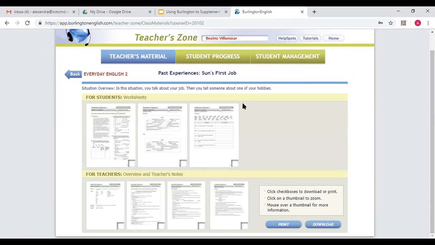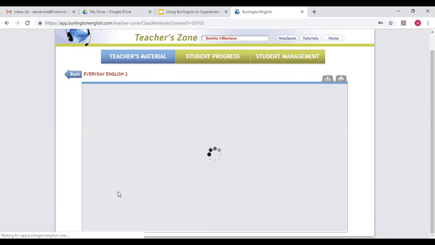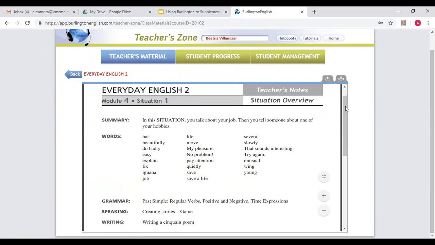Here you have different worksheets to give to your students to practice. So you have a grammar worksheet, and a speaking worksheet, and a writing worksheet. But for each one of them, you have the lesson plan. So here we have the overview of the lesson. So it tells me what is going to be covered in this lesson.